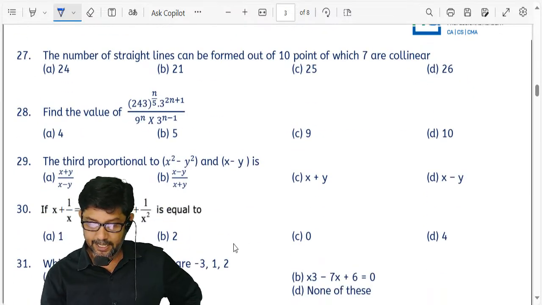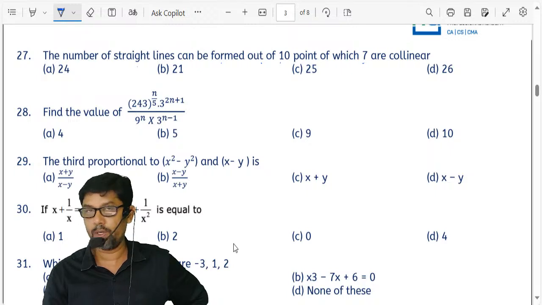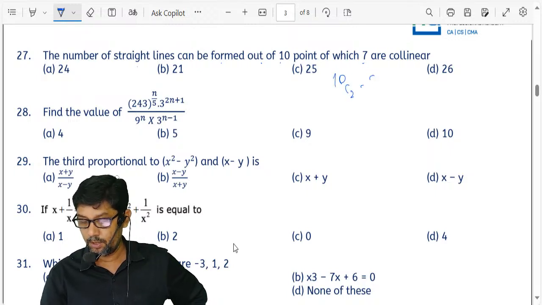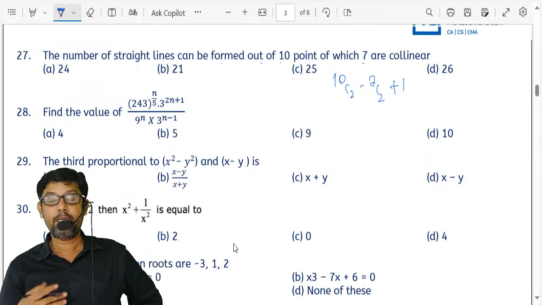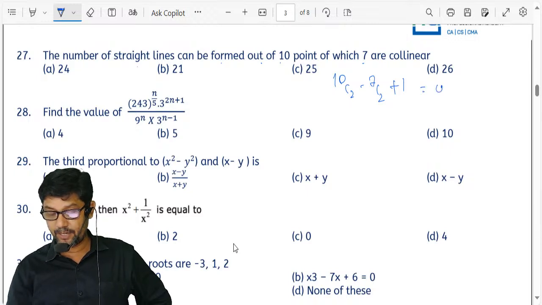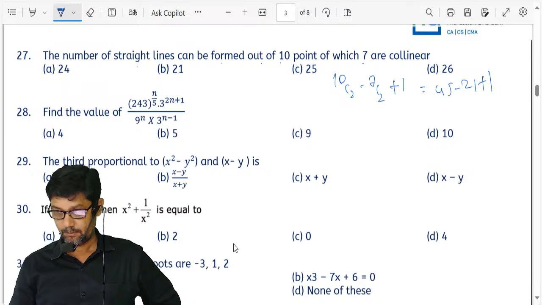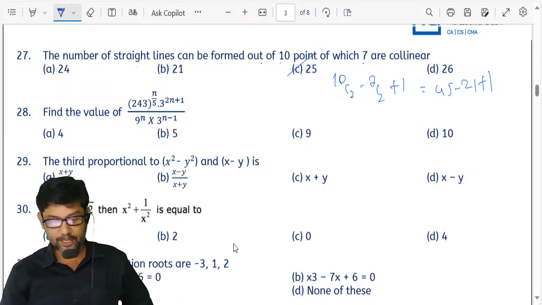Next. The number of straight lines that can be drawn from 10 points, 7 of which are collinear. You know it, na? 10C2 minus 7C2 plus 1. In general, NC2 minus RC2 plus 1. 10C2 is 45. 7C2 is 21, plus 1. 25. I don't know how many of you got it. 25.